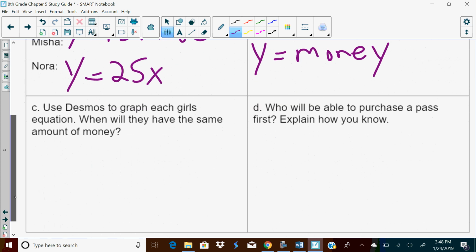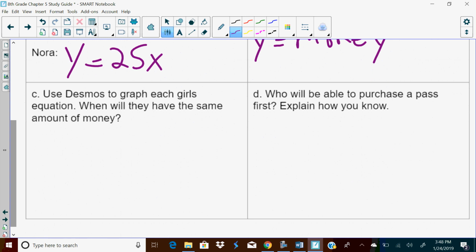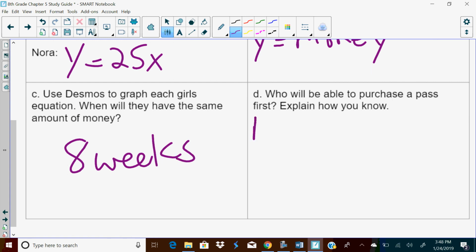Use Desmos to graph each girl's equation. When will they have the same amount? So I graphed both in Desmos and ended up with 8 weeks as my answer. And then it says, who will be able to purchase a pass first? Explain how you know. So the answer is Nora, because it takes her 9 weeks.